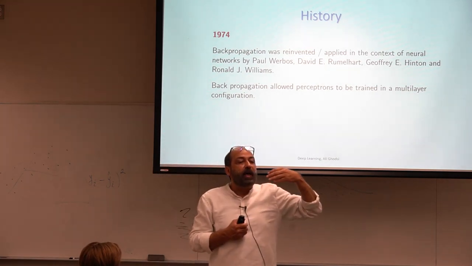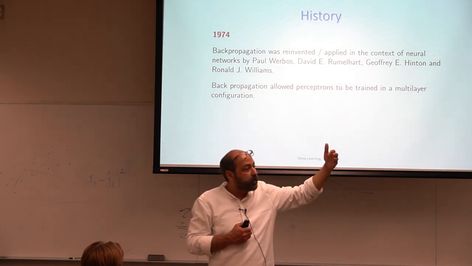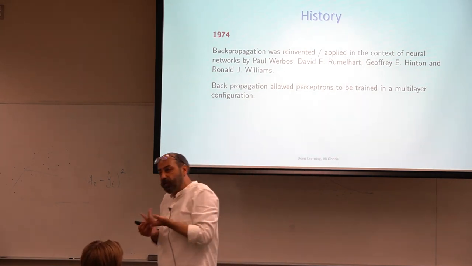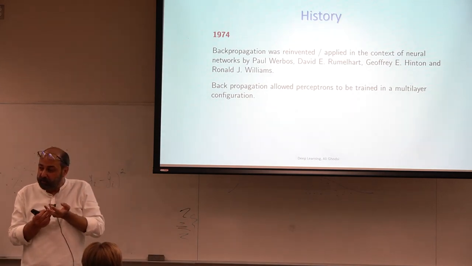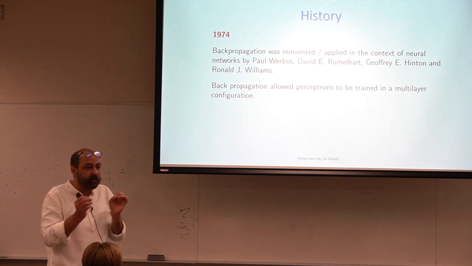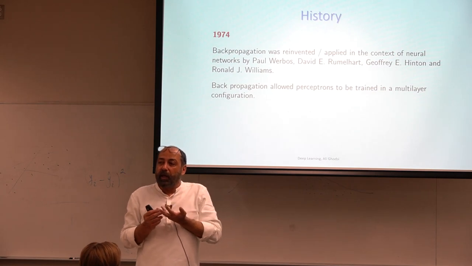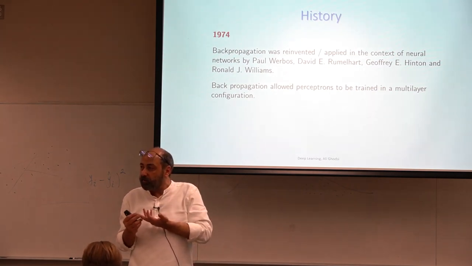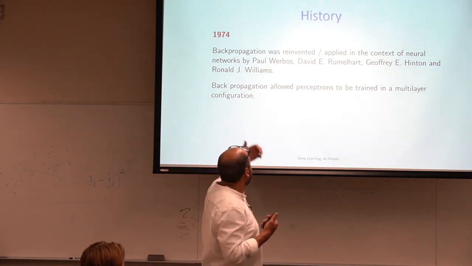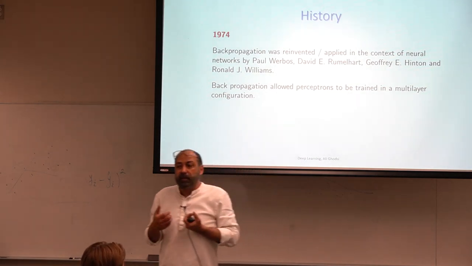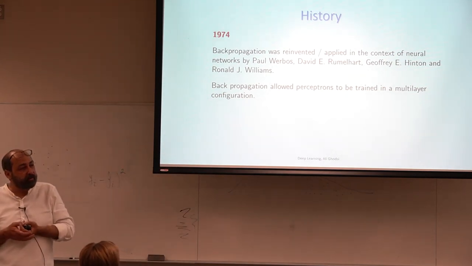And then there were competitors like the support vector machine. Support vector machine was convex, very well founded mathematically, with very deep mathematics and optimization behind it. Very solid in terms of theory. And in practice, it could beat neural networks at that time. So why should I pay attention to neural networks? That's what happened in 1980, that people started to lose interest in neural networks.